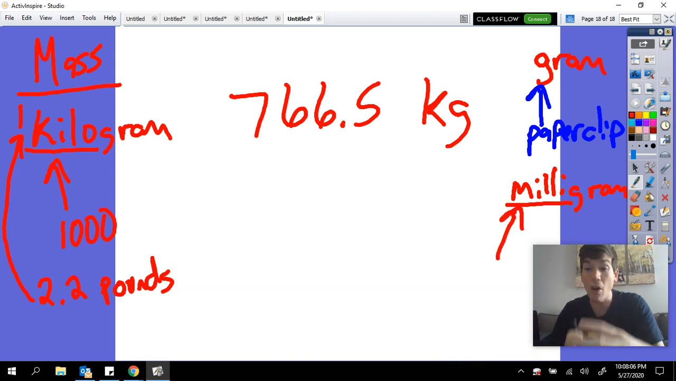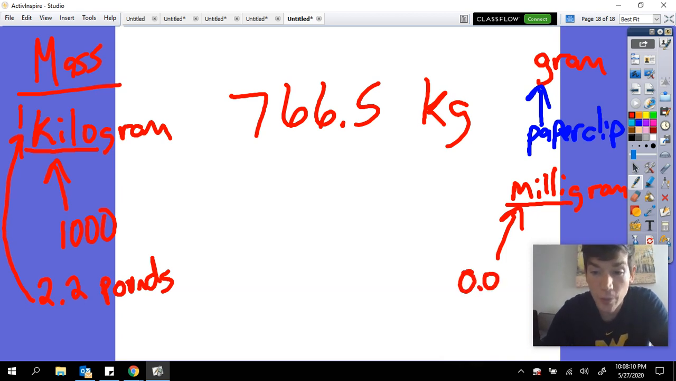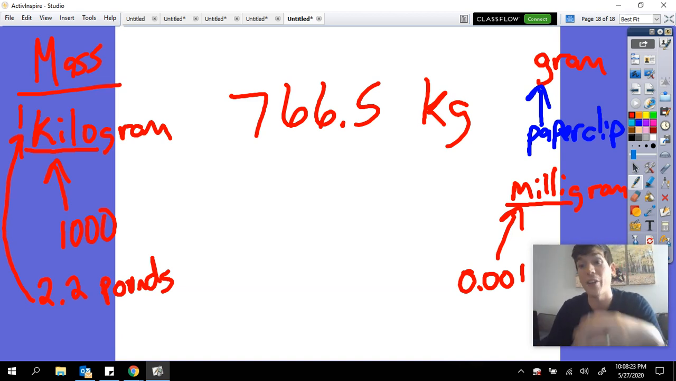And we see that prefix milli, and that prefix is actually the opposite. It's really small. It's like taking a gram and splitting it into 1,000 pieces. So we say milli means a thousandth of a gram. So think about splitting a paperclip into 1,000 pieces. So we have a gram that's like a paperclip. We have a kilogram that would be like 1,000 paperclips, 1,000 grams. And then we have a milligram, which is 1,000th of a gram. It's like splitting that paperclip up into 1,000 tiny pieces.